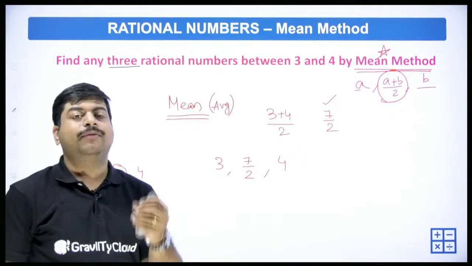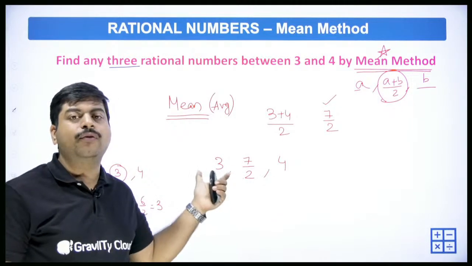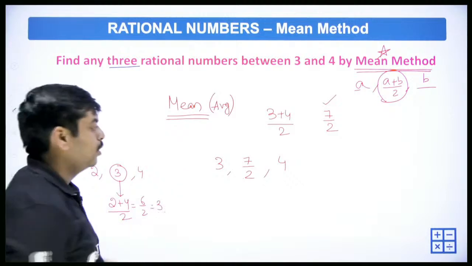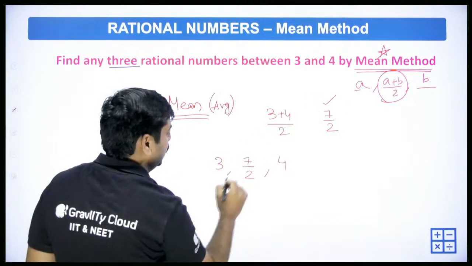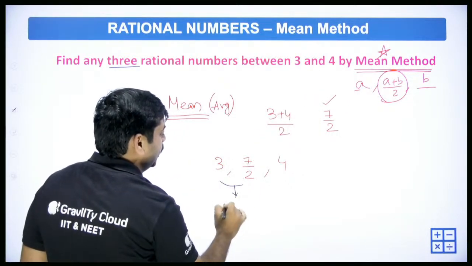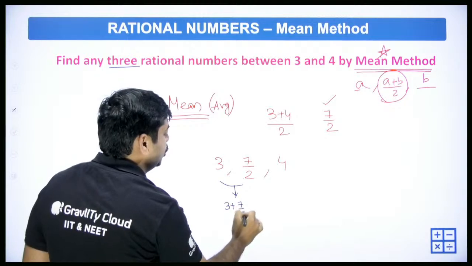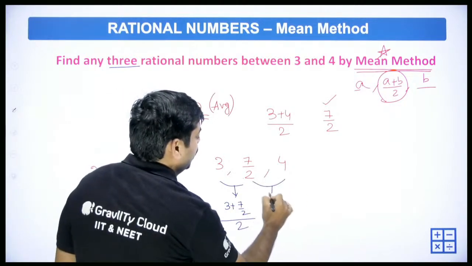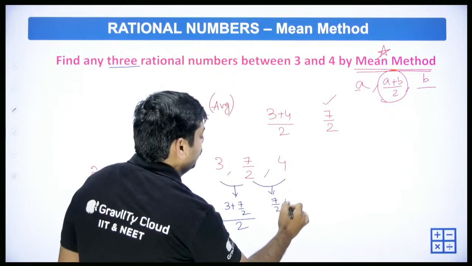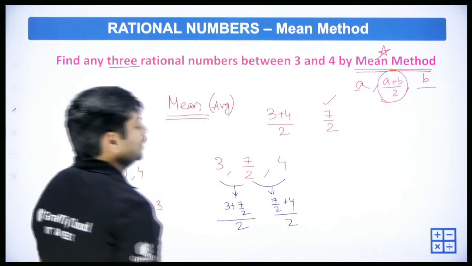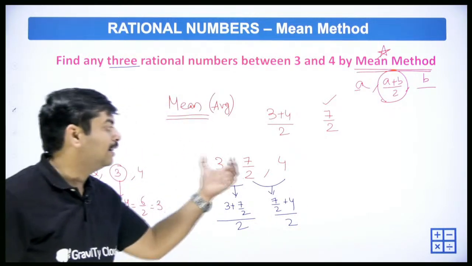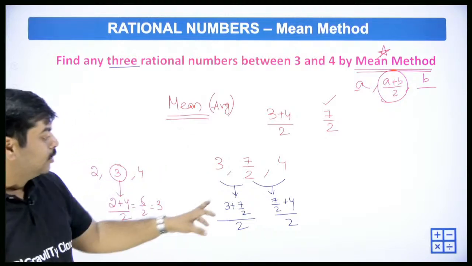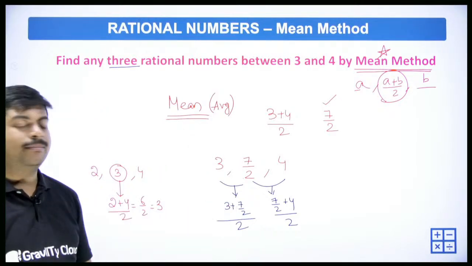In between these two numbers, we can try to find one more rational number. That is again using the same mean method. Between these two, you can try to find 3 plus 7 by 2, by 2. And between these two, you can try to find 7 by 2 plus 4, by 2. So these are also the numbers in between them. Okay. So for 3 plus 7 by 2, you need to take the LCM. Let's try to do that.